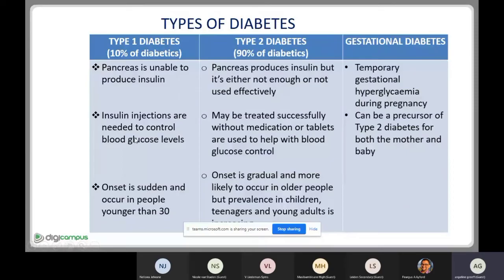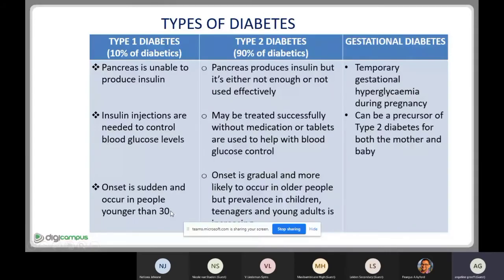With type 1 diabetes, it is sudden. And you will find it occurs in people younger than 30. So we're looking at the differences between the two over here. If you are asked to compare the two, this is the information that you want to give. So this normally occurs in people, as it says, younger than 30. The onset is sudden.